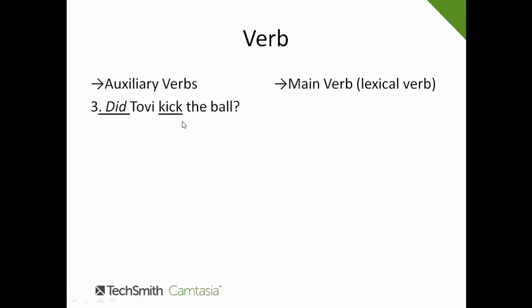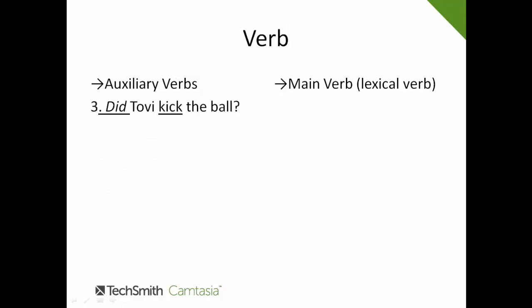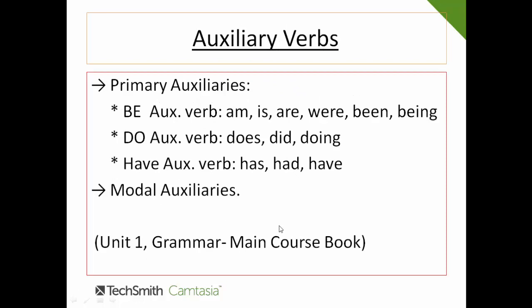Did Tovi kick the ball? Here you can see the auxiliary verb did helping the main verb kick to form the question. So with this example, we can come to the understanding that the auxiliary verb thus helps the main verb to form a question. Now moving to the next slide.